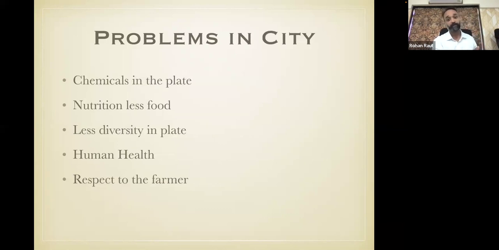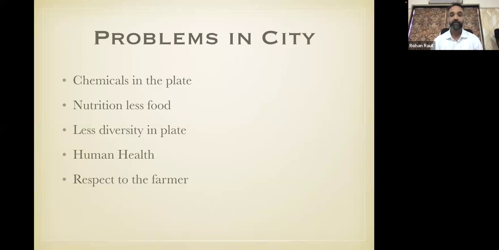Then there were again problems in the city. There are chemicals on the plate that the urban crowd is facing. We have very nutritionless food which we have produced as farmers. We have gained very good production in terms of productivity, but we have very little nutrition in our food. Again, we have very little diversity on our plate.